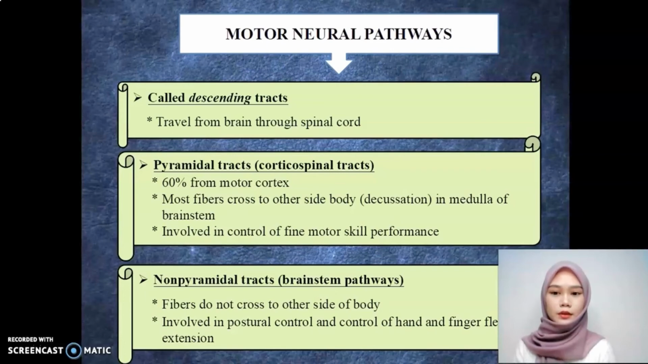It has most fibers cross to the other side of the body, decussation in the medulla of the brainstem. It is involved in control of fine motor skill performance. While for non-pyramidal tracts, the fibers do not cross to the other side of the body, and it is involved in postural control and control of hand and finger flexion and extension.